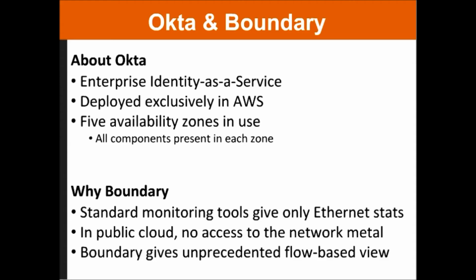And so what that amounts to is a lot of packets flying back and forth among tons of servers and quite a few different physical data centers. And the reason we started using Boundary is really, and Dustin touched on this, standard monitoring tools, whether it's Nagios or Zabbix or Zenoss or even CloudWatch, you really only get high-level Ethernet statistics. And in the public cloud, you don't have access to the network metal.